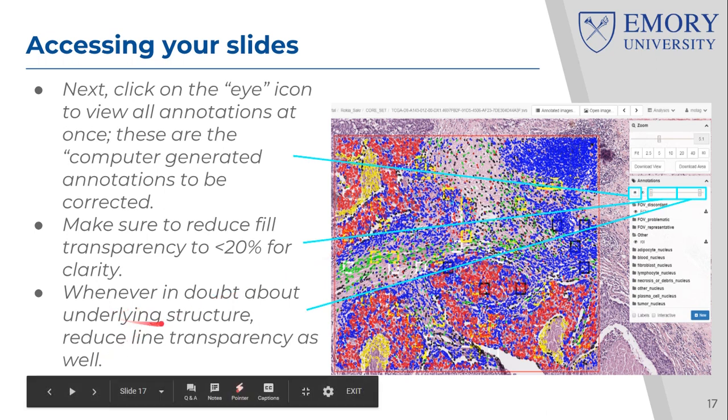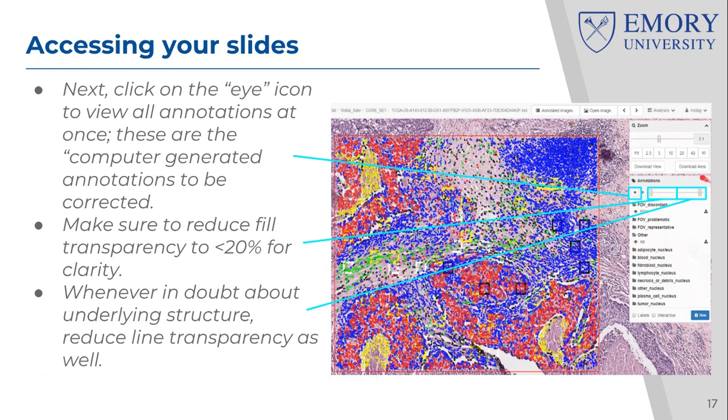Whenever you're in doubt about the underlying structure, if this is not enough, then you may reduce even this bar. So this slider on the left reduces the fill transparency, while this one reduces the entire annotation layer transparency. It may sound confusing now, but when you try it, you'll know what I mean, okay? All right.